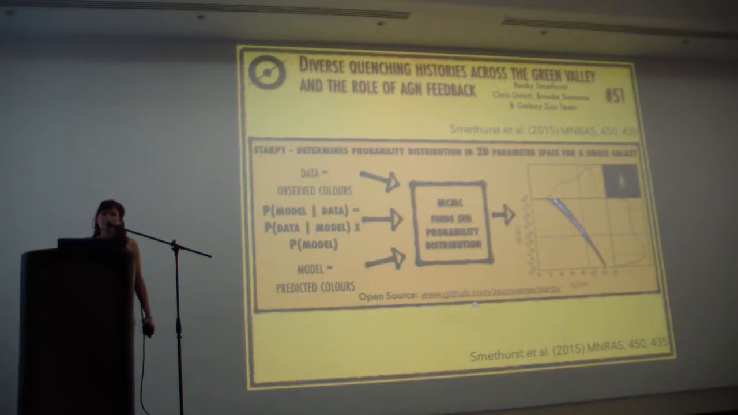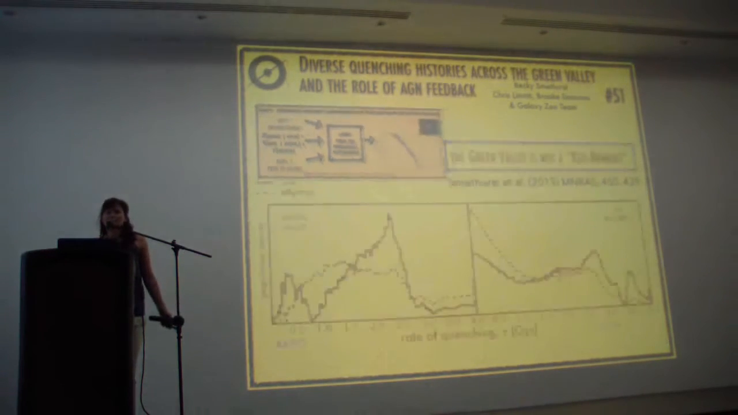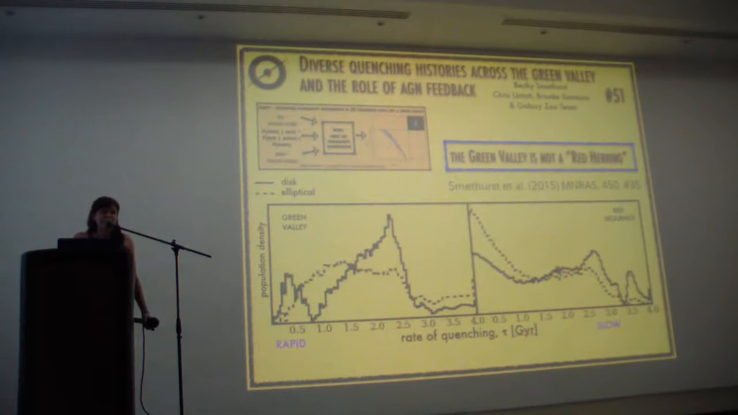So we actually use the Galaxy Zoo classifications in a new way. Instead of applying a threshold and splitting only into early types and late types, we use them as a probabilistic weight when we combine these probability distributions. Say for green valley and red sequence, we actually find the green valley is not a red herring as previously thought, but is a transitional population for all galaxies.